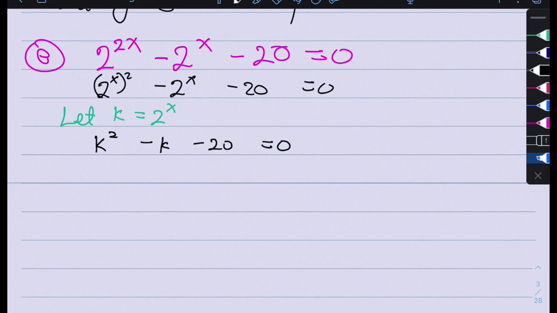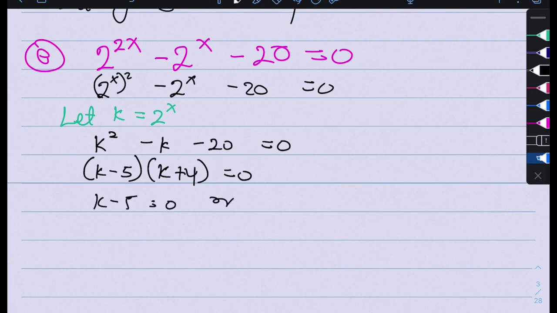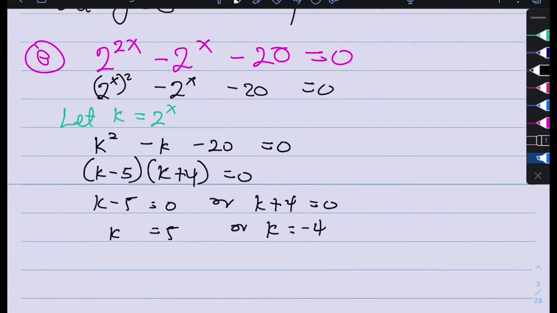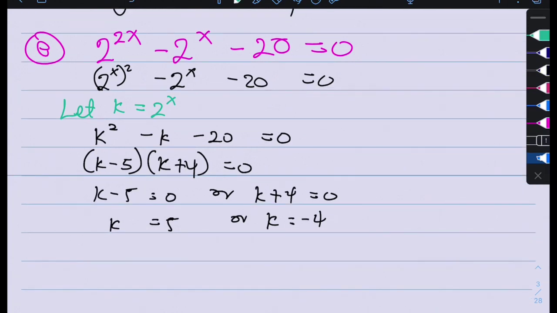Okay, so now the factors that we are going to use will be k minus 5 and k plus 4 equal to 0. That'll give us k minus 5 is equal to 0, or k plus 4 is equal to 0, giving us k is equal to 5 or k is equal to negative 4. But we are not done. The question didn't come with k's, we brought the k. So now you bring in 2 to the power x is equal to k.